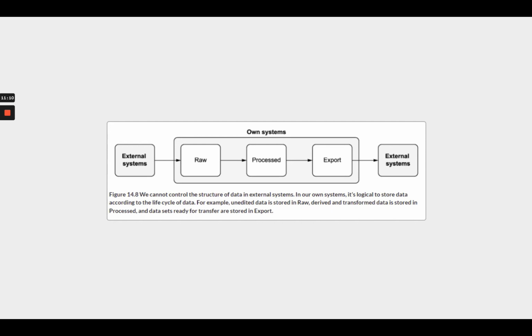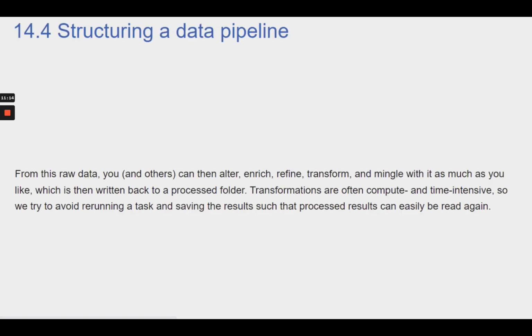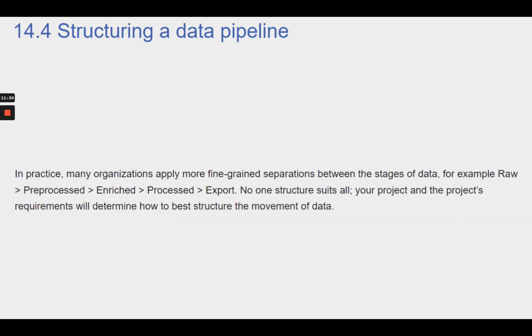This data is typically stored in a raw folder, figure 14.8. From this raw data, you and others can then alter, enrich, refine, transform, and mingle with it as much as you like, which is then written back to a processed folder. Transformations are often compute and time intensive, so we try to avoid rerunning a task and saving the results such that processed results can easily be read again.